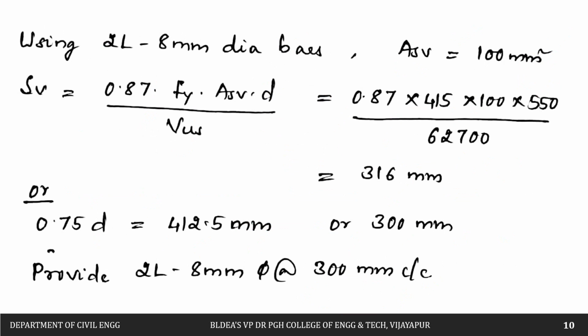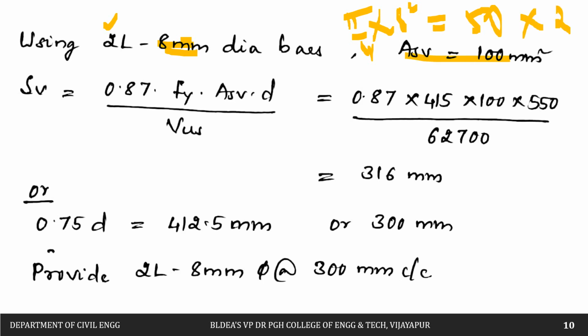Then next, let us assume 8 dia bars. So area of one bar, that is pi by 4 into 8 square, it will be 50. 50 we have, multiplied by 2 as it is two-legged, so therefore we will get the area of these stirrups, Asv, as 100 mm square.